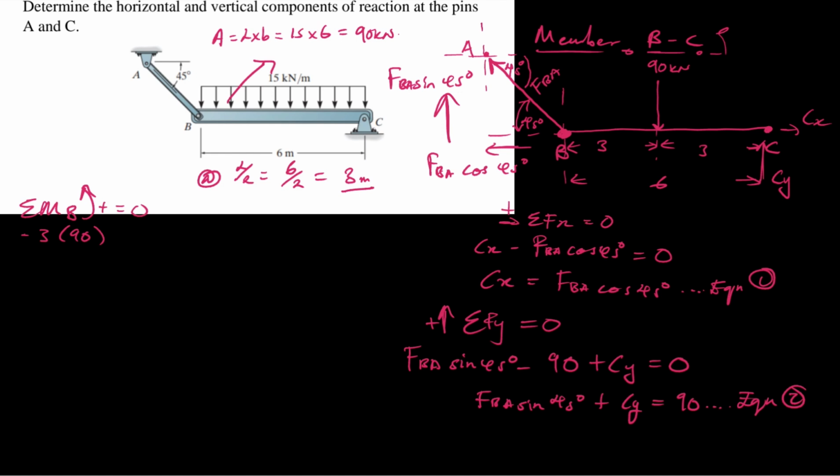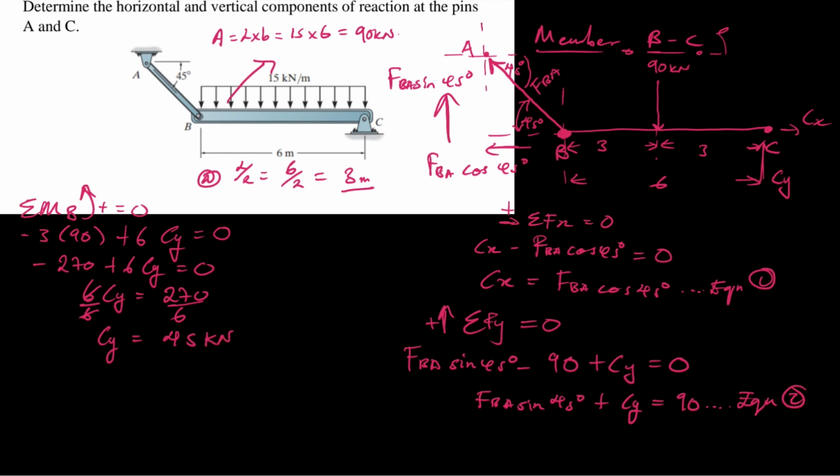So after that, you're going to have the next turning effect, which is going to have a dimension of 6. So we say plus 6 because it's in the positive sense, times CY, and this is equal to 0. Now, remember, 3 times 90 is going to give you 270. So you have negative 270 plus 6 CY being equal to 0. So you have 6 CY being equal to 270. Solving for CY, divide by 6, divide by 6. You have CY being equal to a value of 45. So CY is 45 kilonewtons.